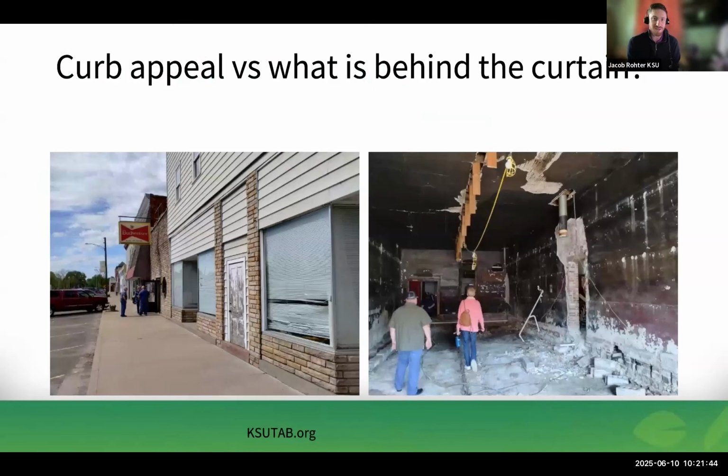So one of the things we get into is curb appeal and what's behind the curtain. Sometimes main streets may look like this, and they might be shuttered businesses, things like that. And you might wonder why. And then sometimes you stick your head in and you realize the shape that some of these buildings can be in, sometimes they have decades of neglect and deterioration. So one of the questions is, how do we get these buildings revitalized?